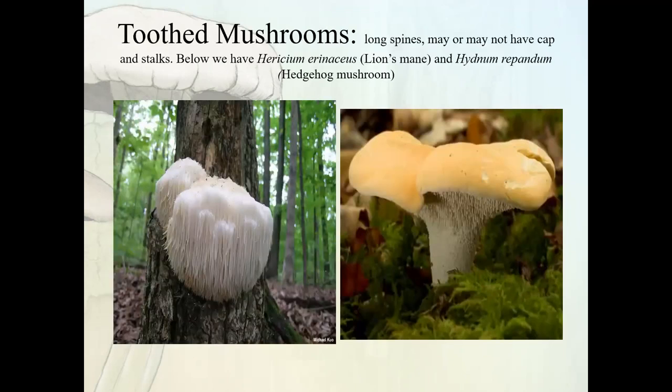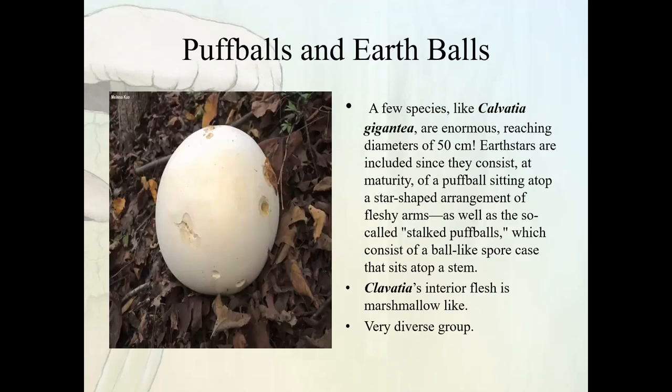Okay, then another type, remember we're talking about the underside. Here are the toothed mushrooms, the famous one, the lion's mane, which maybe we'll see in a spring foray, or maybe not. And the hedgehog fungus, really pretty, beautiful. The lion's mane is kind of the weirdest thing you'll ever see. Okay, puffballs. We were talking a little bit about them. Calvatia gigantea. You've seen people holding these giant white puffballs.